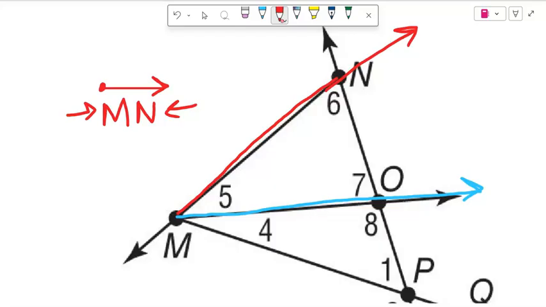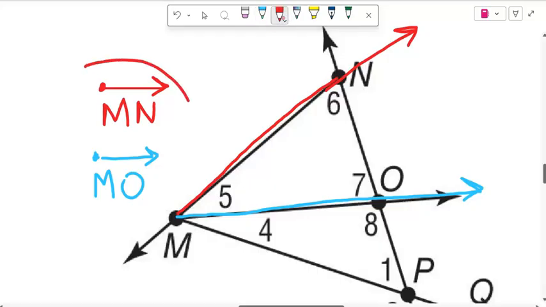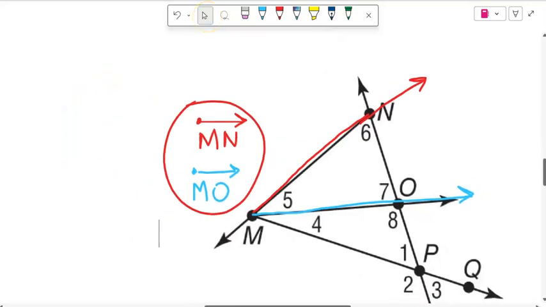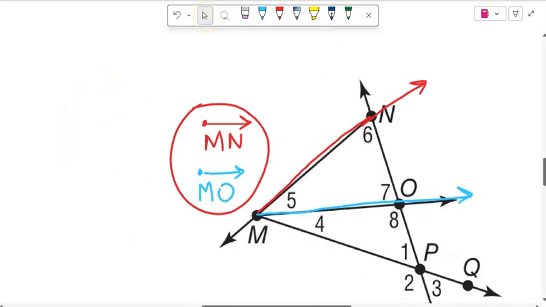Okay, so given that, how would we name the blue ray? Y'all just go ahead and holler it out. MO. The endpoint is at M, and the direction of the arrow is where point O is. Okay? And these two rays together make which angle? That's where we're going here, naming this angle.